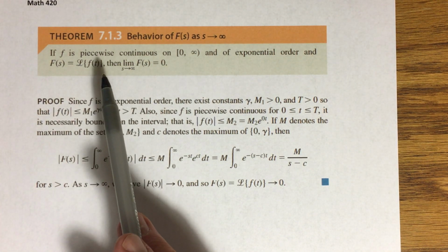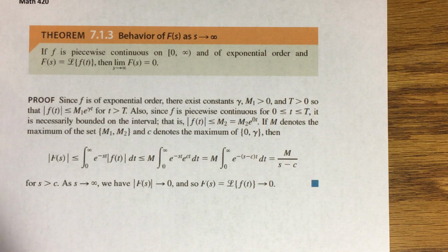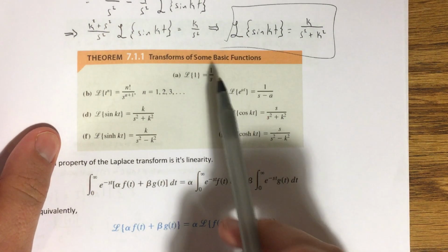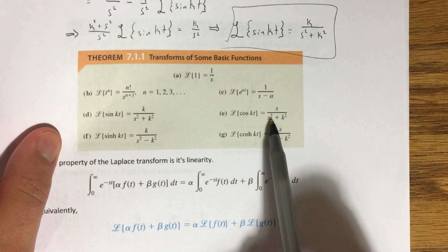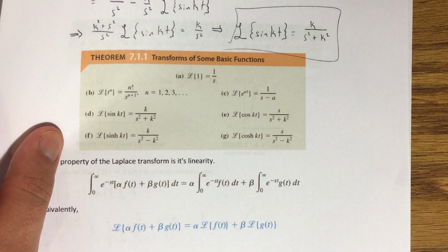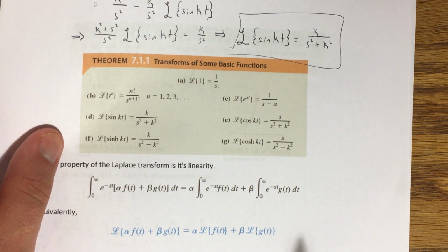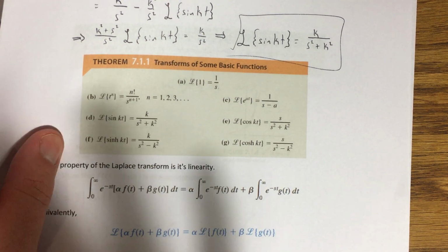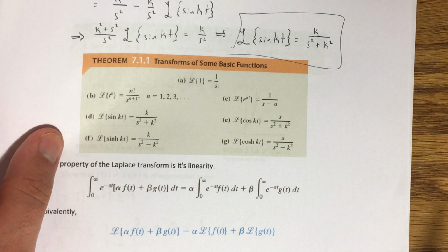Now, going back to our table of Laplace transforms, we can verify this for all of the Laplace transforms we've found so far. 1 over s minus a, s over s squared plus k squared. Each one of these, if you were to evaluate the limit as s goes to infinity, would be pretty easy to see that the function goes to 0 in all of those cases.